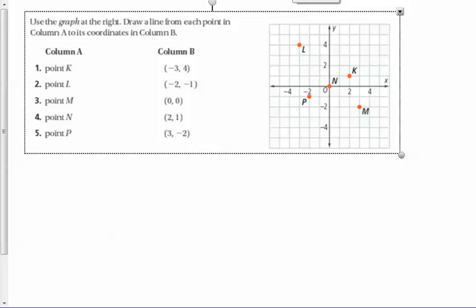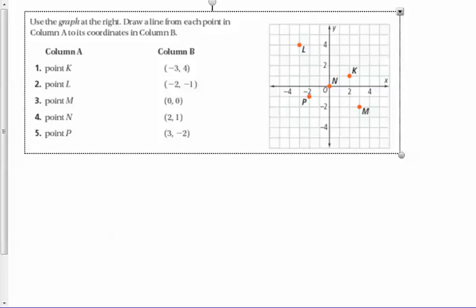Okay, so this chapter is all about functions and how to write them and all kinds of crazy neat stuff. So let's first start off by talking about the first section, using graphs to relate two quantities.